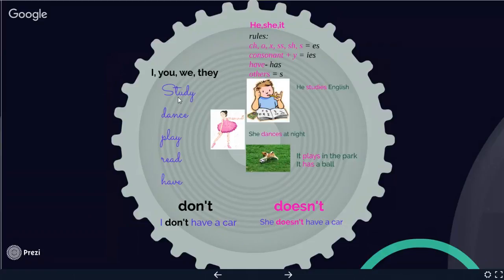I don't study. She doesn't study. You don't dance. He doesn't dance. We don't play. She doesn't play. They don't read. He doesn't read. I don't have. It doesn't have.